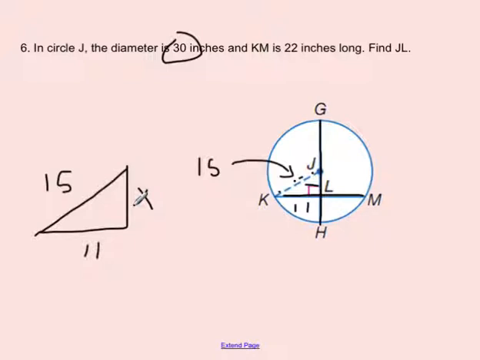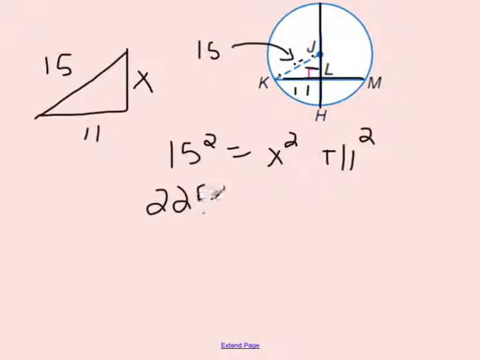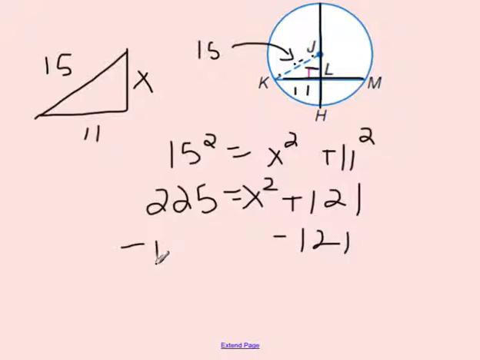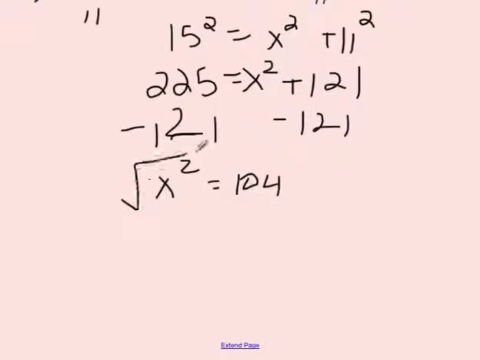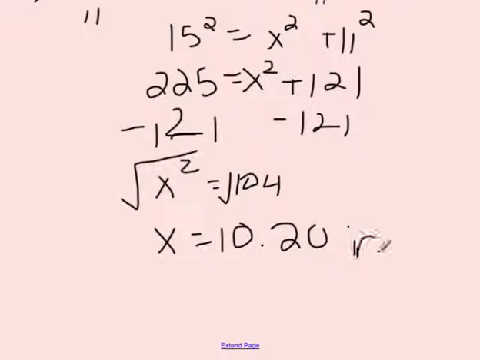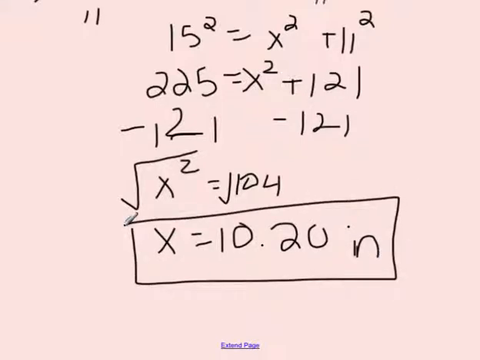So then I'm going to go ahead and solve this using the Pythagorean theorem. So I have 15 squared is equal to x squared plus 11 squared. So then I get 225 is equal to x squared plus 121. And then I'm going to subtract 121 from both sides. And then I get that x squared is equal to 104. So then I'm going to take the square root of both sides, and I end up getting x is equal to 10.20 inches. Again, you want to label it because they gave us a label in the problem. So x, or JL, is 10.20 inches.